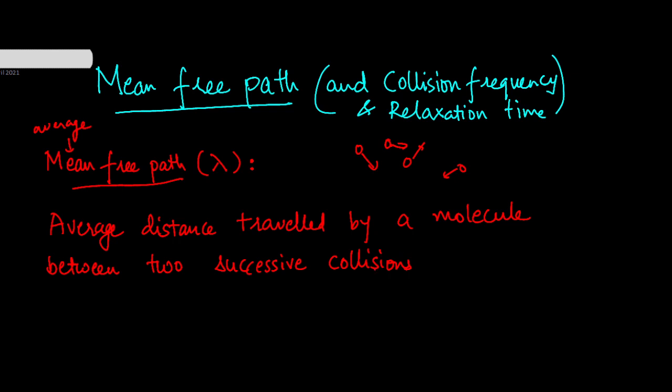So what this means is, between two collisions, on an average, how much distance does a molecule travel? Once it collides and then collides again, how much distance does it cover between those two? That is called mean free path. Okay, meaning clear?